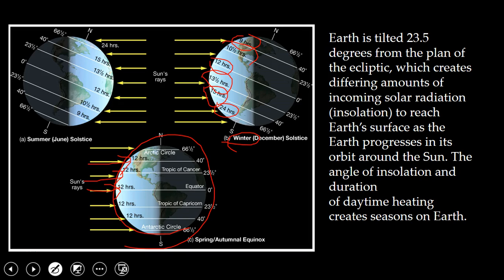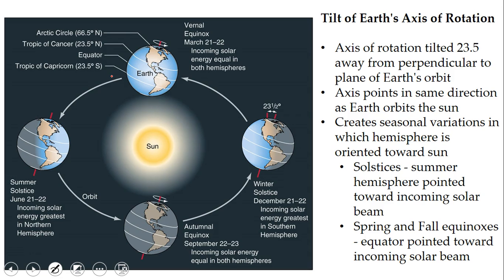You notice as you go farther north, you have less hours of daylight. Less hours of daylight equals less time to heat things up. Whereas in the summer, more hours of daylight as you go farther north because the sun's rays are more direct, increased temperatures. That's why we have the seasons.